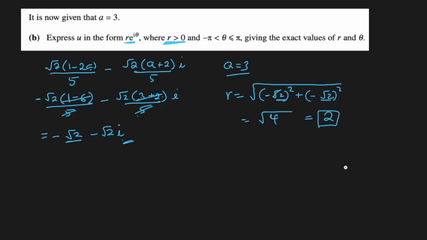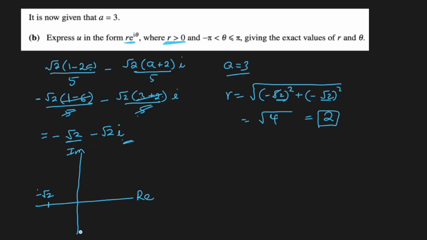Now we have to find theta also. For theta, let's visualize this on the Argand diagram, this is real, this is imaginary. The real part is negative square root 2, negative square root 2 somewhere here.